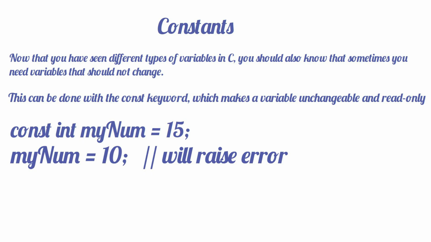So where do we use this constant? For example, in your program, if you don't want to change the name of the student, then you can declare that student name as constant. If you don't want to change his phone number, you can make that constant as well. Let us see the next topic.